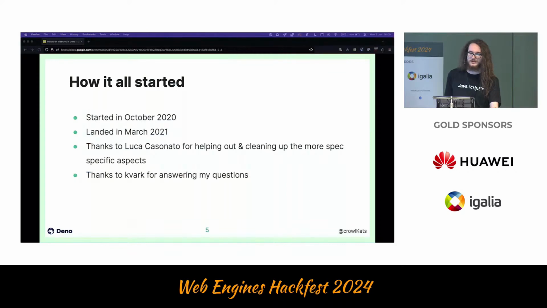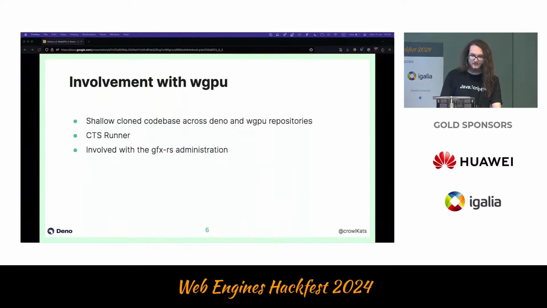Everything afterwards was a lot slower and just fixing bugs, iterating on smaller issues, and aligning closer to the specification itself, which was done together with Luca. We came across multiple issues, but thankfully Kvark, who at the time still worked at Mozilla, was able to answer a lot of different questions and help us out in finishing up the implementation and a first pass of it in March 2021. But if that was all there is to it, then I wouldn't be giving this talk. Because additionally, we are also a bit more involved with WGPU itself nowadays.